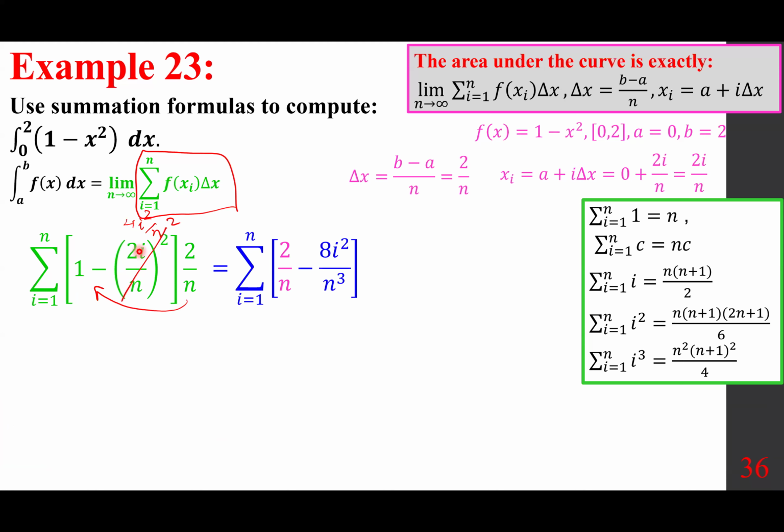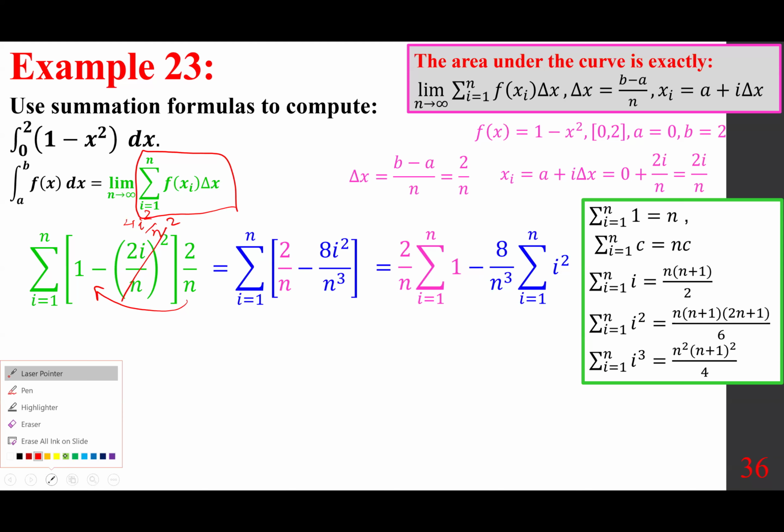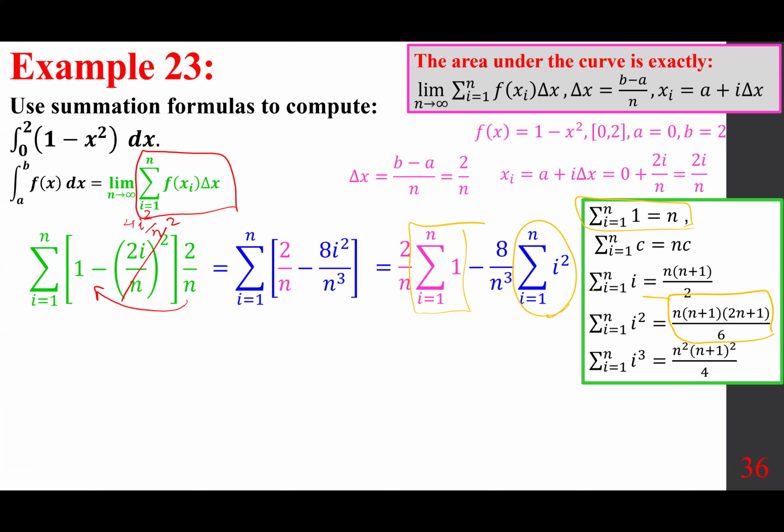Now, we are going to look at this one. As i goes from 1 to n, we can take the 2 over n out here and 8 over n cubed out, and we cut it into two pieces, two summations. Okay, everybody? You cannot take the i out because the summation applies to i. As you see, the summation of 1 we can replace with n, and i squared we can replace with this.